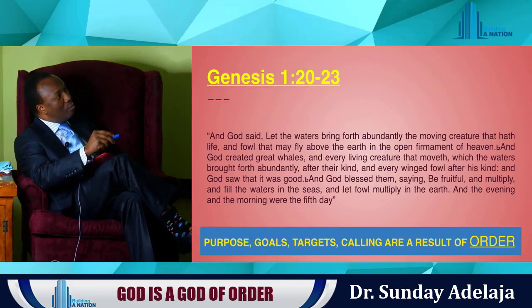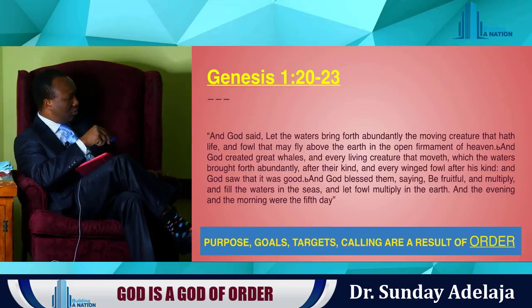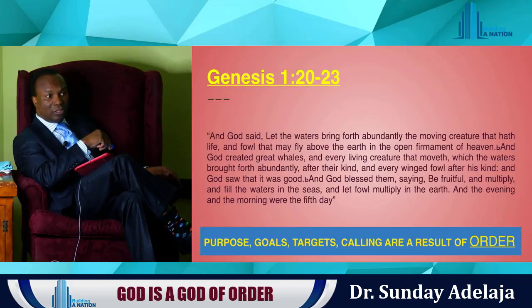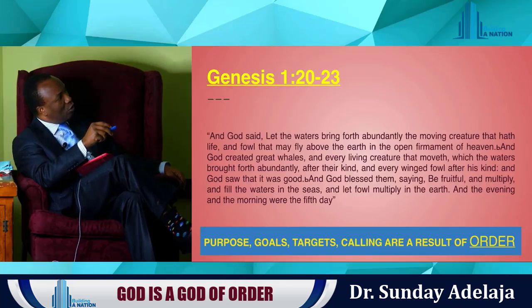What to bring forth? Moving creature. What kind of living creature? That have life. That is purpose, goals, target, job description, calling, and all that. That's part of order. And fowl that may fly above the earth, in the open firmament of heaven. And God created great whales and every living creature that moves, which the waters brought forth abundantly, after their kind, and every winged fowl after his kind.